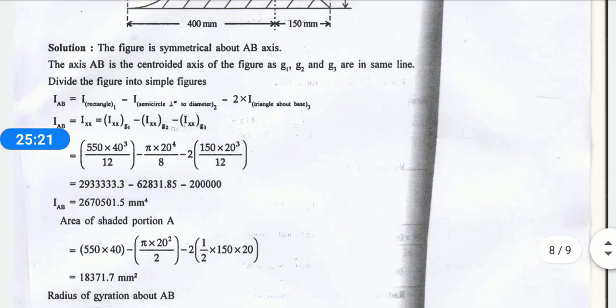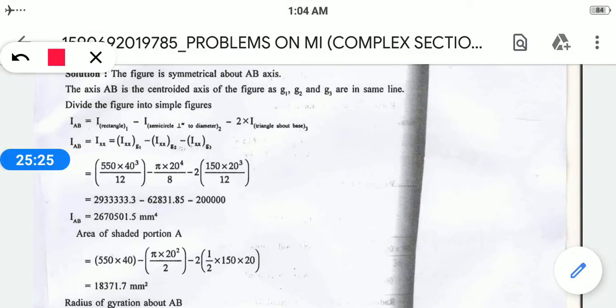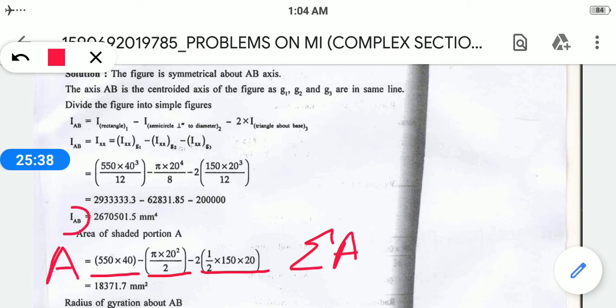After finding your I of xx, you need to find your area. Area of the semicircle, substitute in the formula. Area of C, this is your area of your rectangle, area of your semicircle, and area of your triangular area. So after finding all, you will get summation of A. That is what they had found out over here, capital A. This IAB can be named as I of XX.